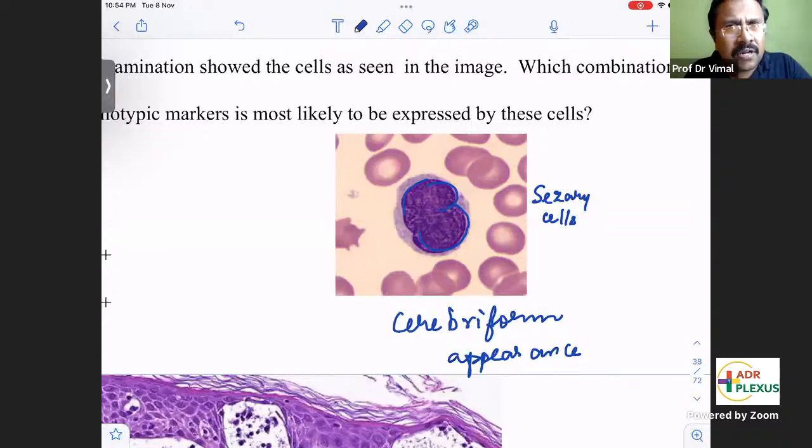Let me ask you one question. Cerebriform appearance in gastric mucosa. Which condition will you get? Anybody? Yes, Ménétrier disease. Very good. Cerebriform appearance in gastric mucosa, you will get in Ménétrier disease. Cerebriform nuclei, you will get in Sézary cells.